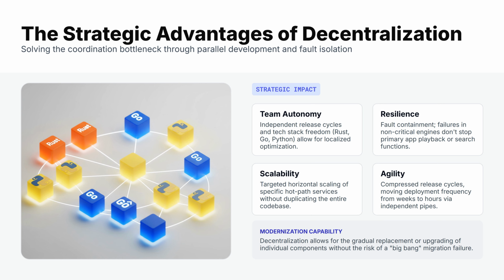Here is the summary of benefits provided by microservices for large organizations. Scalability: independent horizontal scaling of specific hot path services. Team autonomy: independent release cycles and tech stack freedom. Resilience: fault containment, blast radius limited to individual services. Agility: compressed release cycles for individual services from weeks to hours. Modernization: ease of replacing or upgrading individual components.